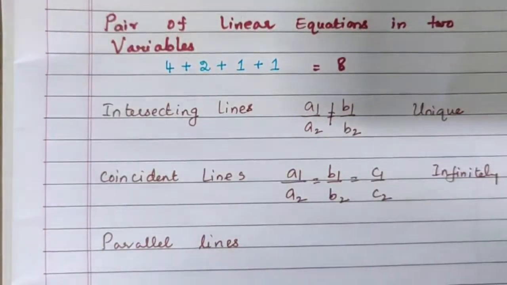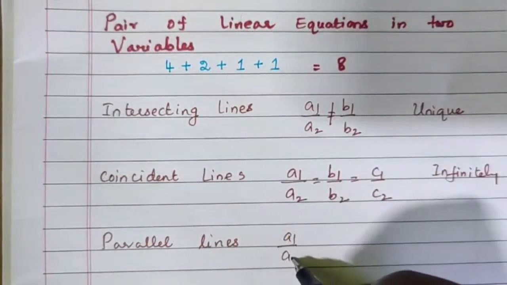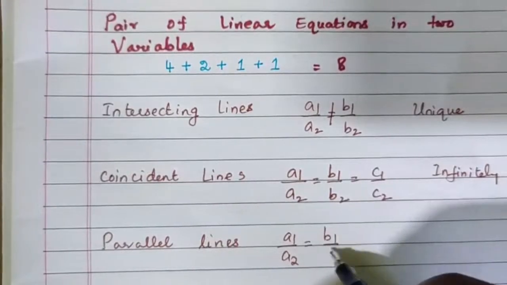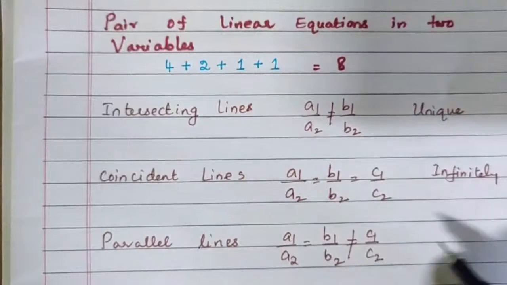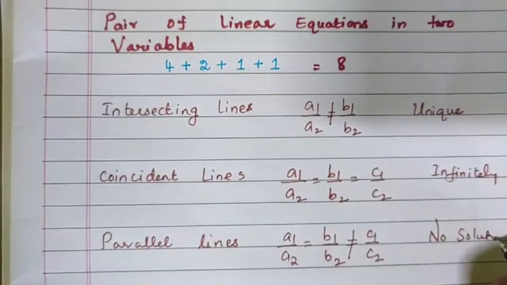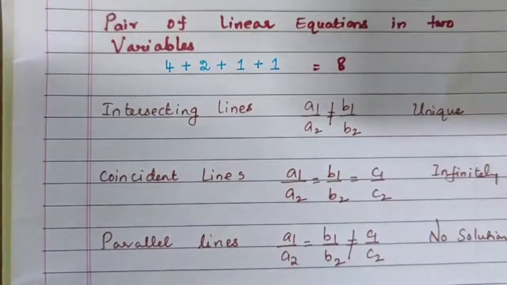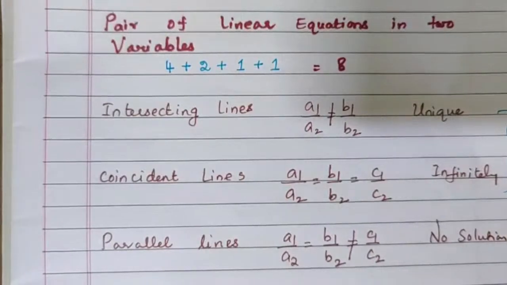Infinitely many solutions will be there. For parallel lines, a1 by a2 is equal to b1 by b2 is not equal to c1 by c2. How many solutions? No solution. See, for intersecting and coincident lines, we call this a consistent pair. And for parallel lines, we call it inconsistent.